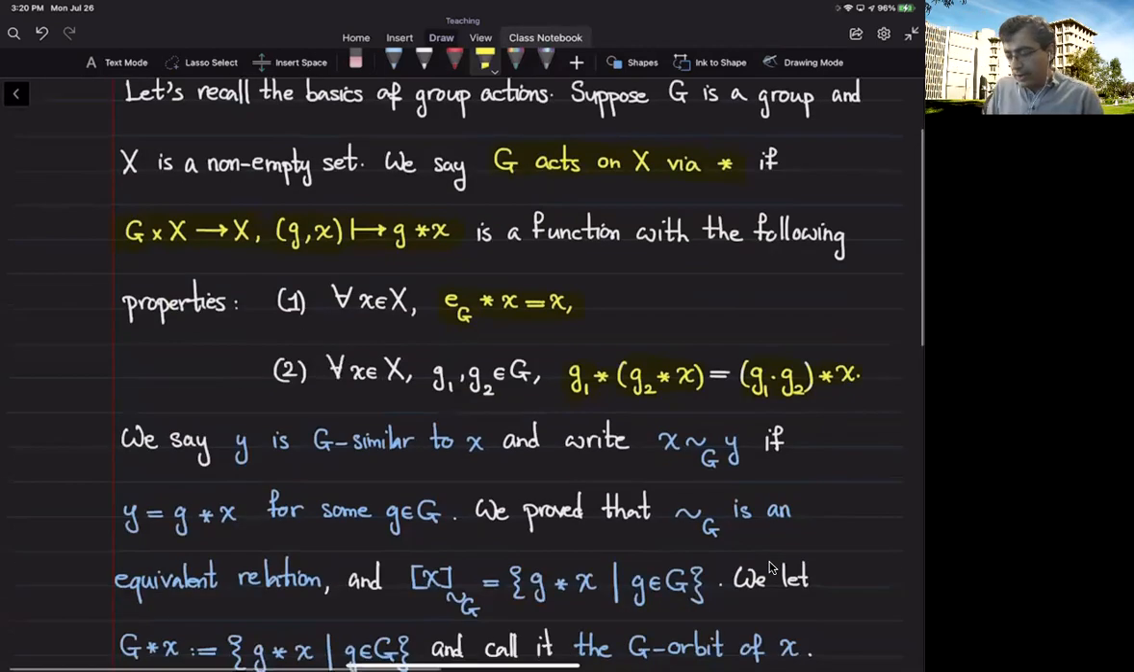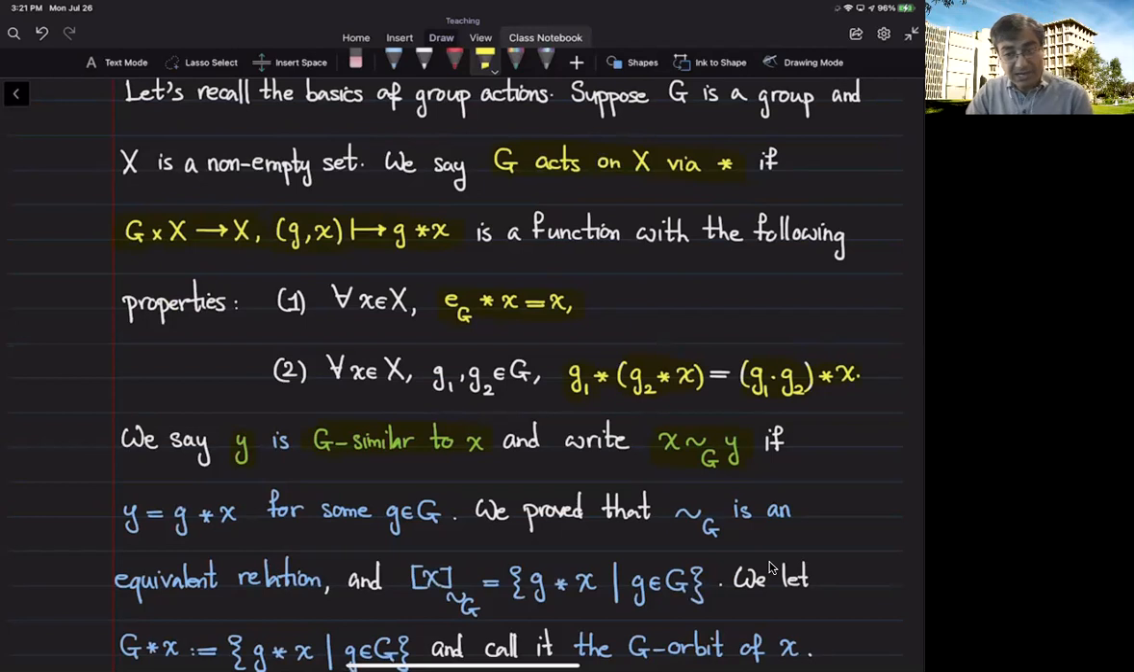And we say Y is G similar to X. So again, think about it like this: G is certain symmetries of the object X, and I am asking myself, what other points inside the set X look like the point X, if I only consider symmetries that come from the group G? Then we denote this by this relation. We say X is G similar to Y, or Y is G similar to X, or X is related to Y in this sense.